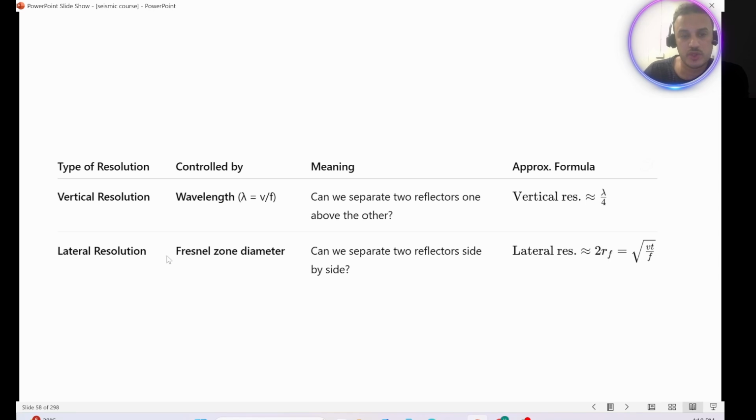For lateral resolution, we use the Fresnel zone diameter. Can we separate two reflectors side by side? We can do that based on the lateral resolution, which equals 2 times the radius, equal to velocity times the square root of time divided by frequency. So this is all you need to know about the vertical and lateral resolution.